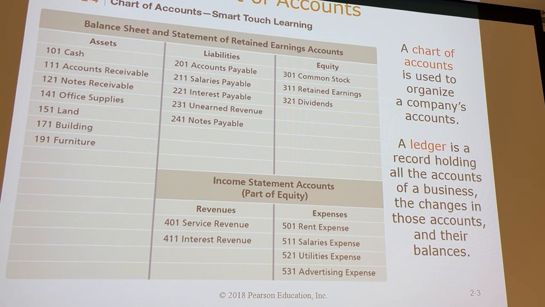Now, in chapter 1, we were treating revenues and expenses as being part of equity. But starting with this chapter, we're going to think of them more as being separate categories of accounts, and we will call those revenue and expense accounts income statement accounts. At the same time, the ones that are assets, liabilities, and equity, we will refer to those as being balance sheet accounts.